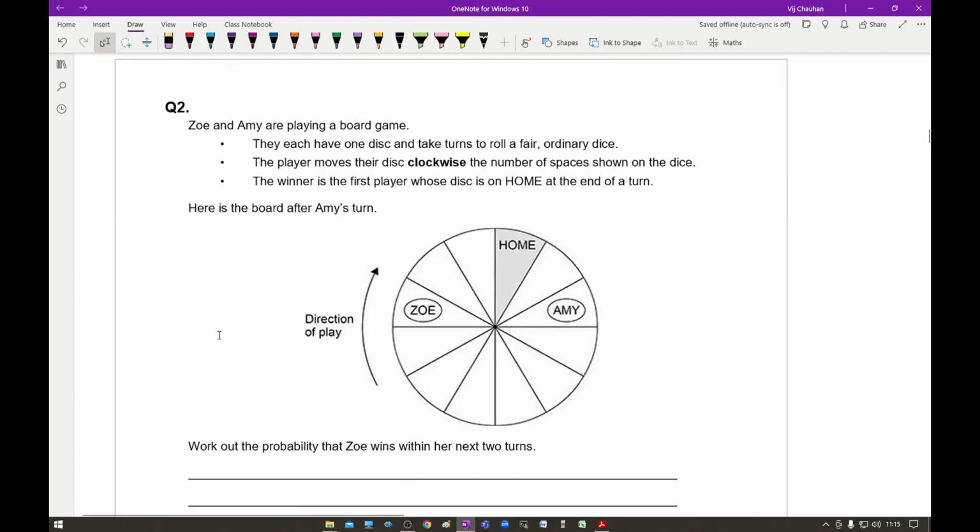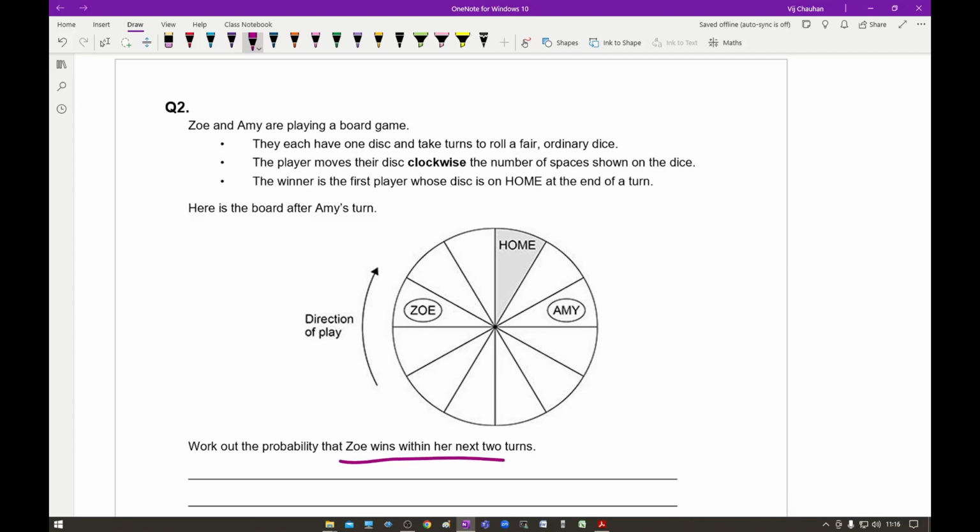Moving on to question 2, it says Zoe and Amy are playing a board game. They each have 1 disc and take turns to roll a fair ordinary dice. The player moves their disc clockwise the number of spaces shown on the dice. The winner is the first player whose disc lands on home at the end of their turn. The question then says, here is the board after Amy's turn. Work out the probability that Zoe wins within her next 2 turns.